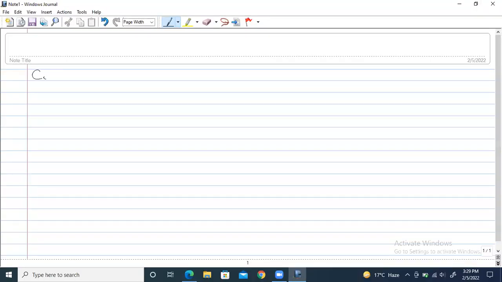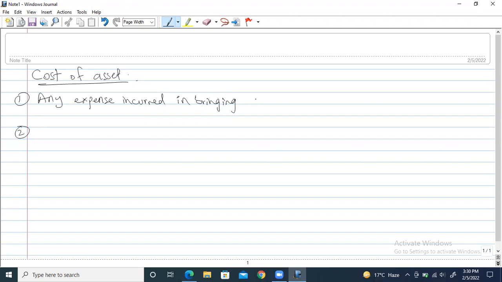So like we studied in the inventory chapter, what does the cost include in the inventory? Same concept is over here: what does an asset's cost include? So the cost of an asset is calculated by these two points. This is point one and this is point two. The first point is any expense incurred in bringing the asset to its present location.